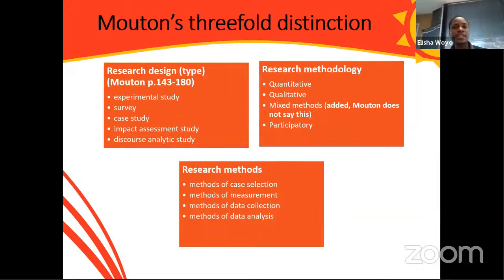So you cannot choose, let's say, a discourse analytic study when your methodology is quantitative, or choose a causal design when your methodology is qualitative, or choose a sequential explanatory design when your methodology is qualitative. That works for a quantitative, a mixed method design. So methodology talks about these three things together: the design, the methodology, and the research methods, right?